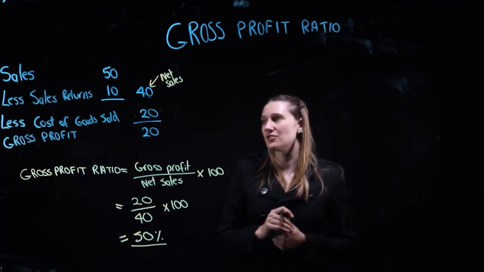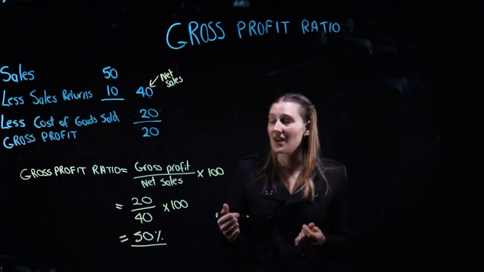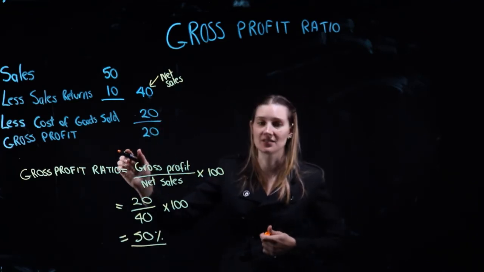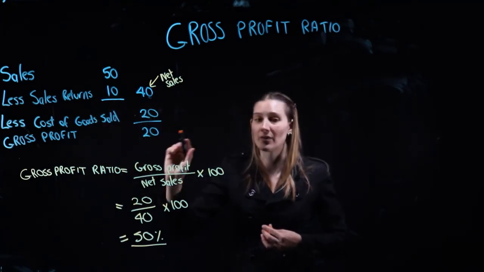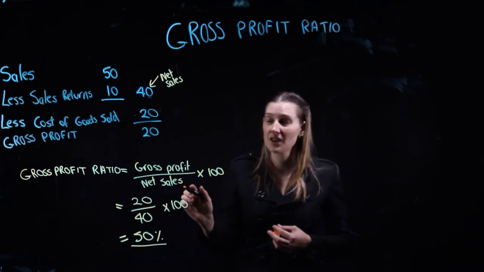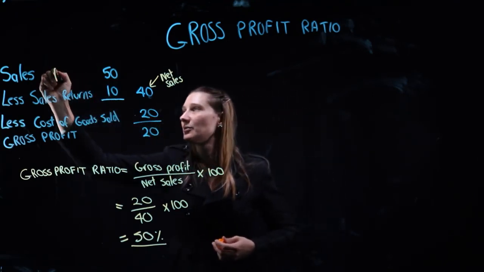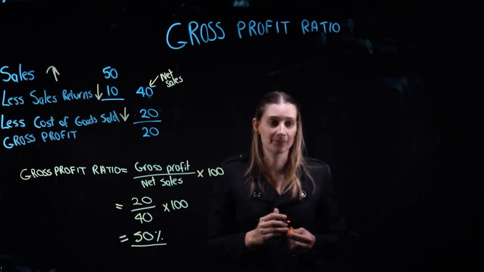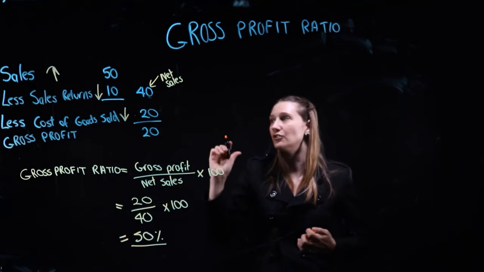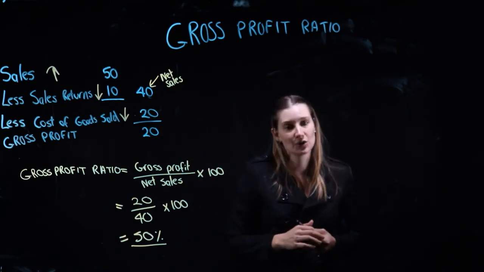When you're looking at this ratio, you also need to identify why it might have changed throughout the year. And the way you see that is you look at what's happened to these accounts. You look at what happened to sales, what happened to sales returns, and what happened to cost of goods sold. You want sales to be high, but you want sales returns to be low, and you want cost of goods sold to be low. Because you want to be getting lots of sales, but you don't want to be getting many sales returns or cost of goods sold. You want those to be lower.